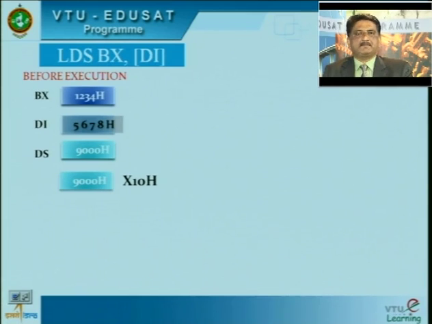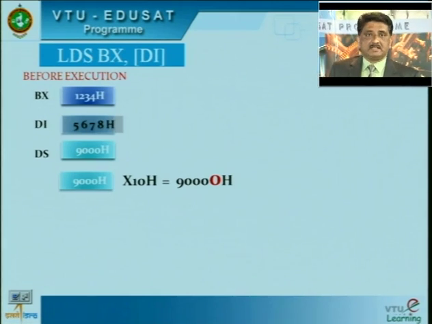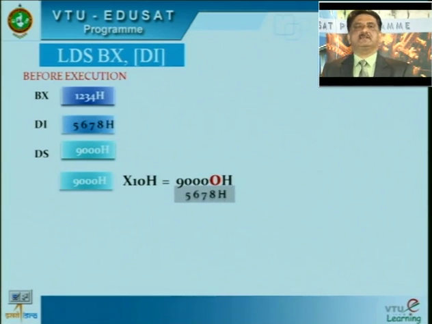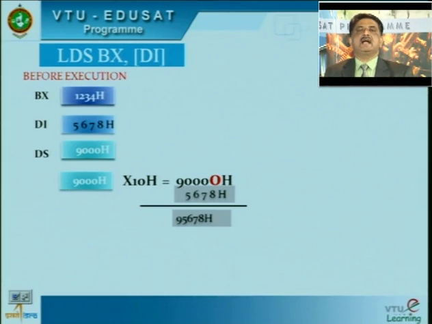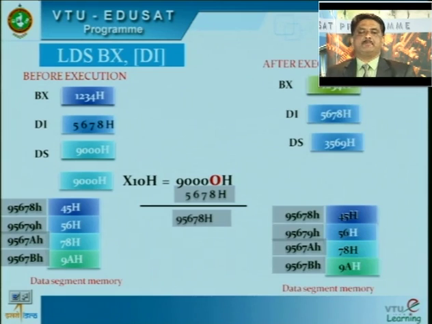Why should I multiply by 10H? This has to be multiplied by 10H to convert it into a 20-bit physical address. Who does this? I am not doing this, means the programmer doesn't do this. Internally, the bus interface unit has an address adder which does this job. Now for this 20-bit segment base, the offset from DI is added, that is 5678, I get a physical address, and the physical address obtained is 95678.